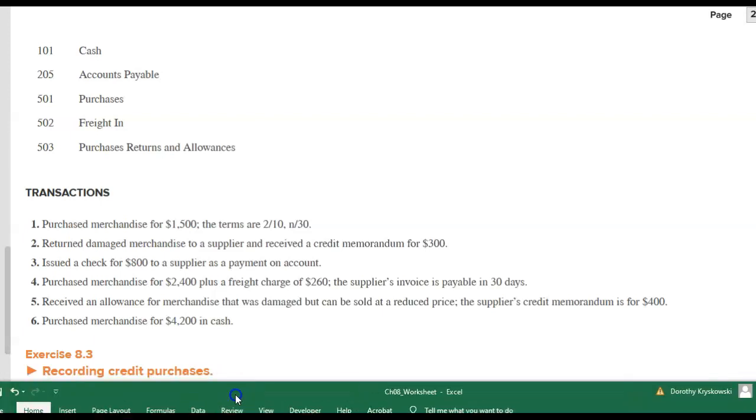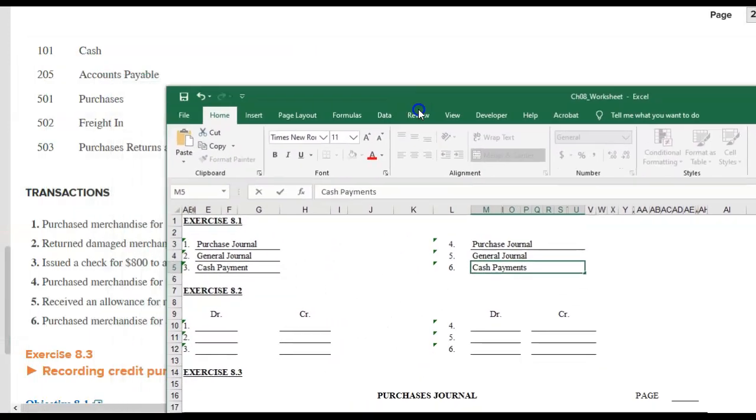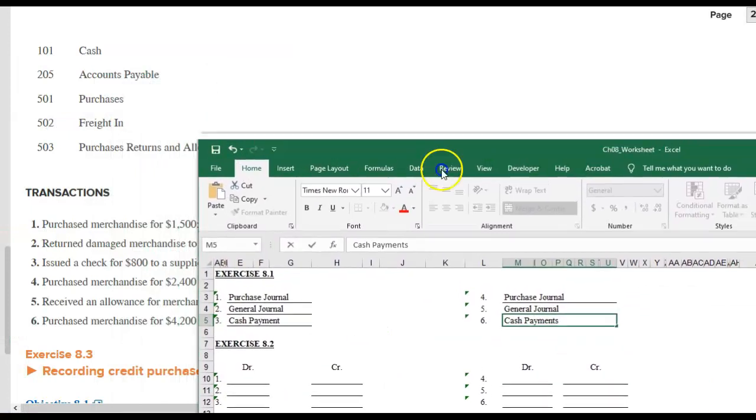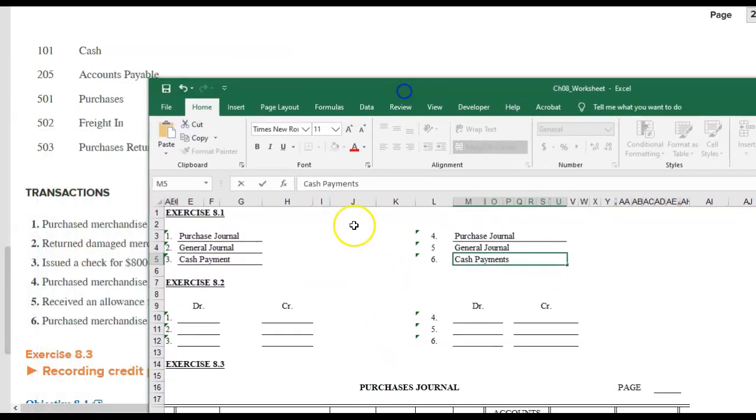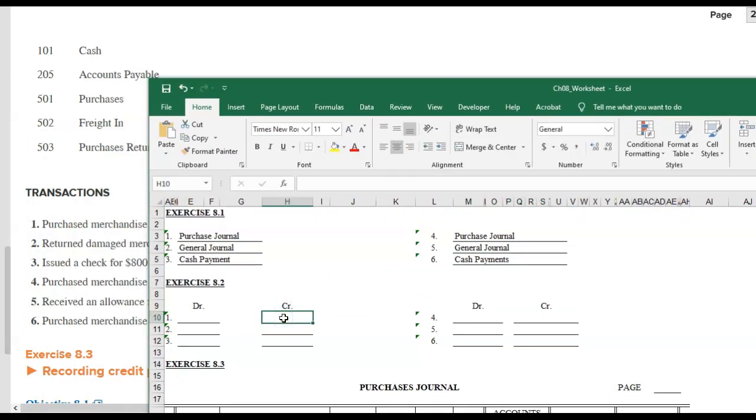So let's go ahead and enter that transaction. We know that we owe the $1,500, so that's going to be accounts payable. That's easy on the credit side, credit 205. Let's think about the debit side now. Debit side is just going to deal with the purchases. They didn't tell us what the freight was, how much it cost to ship. So all we have to deal with is the purchases, and that's 501.